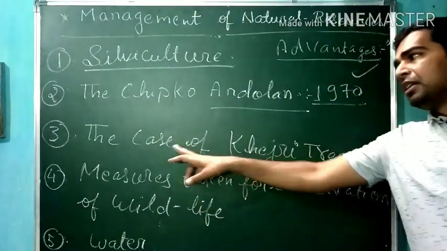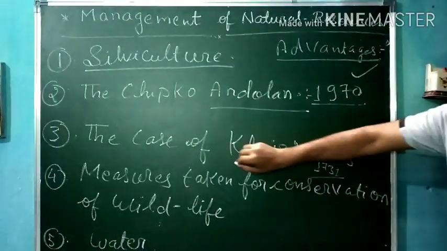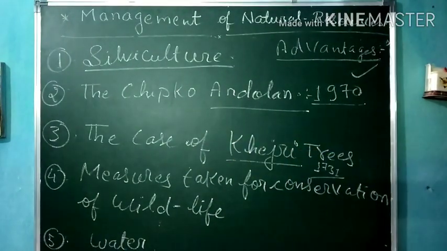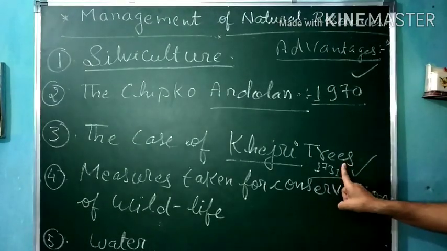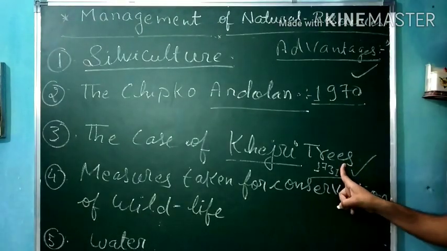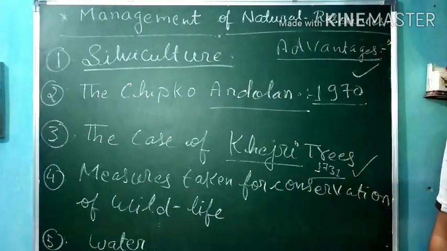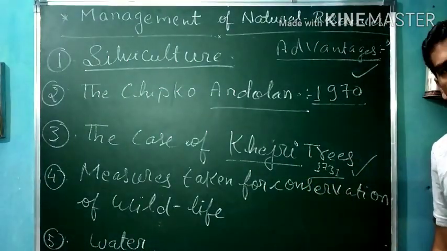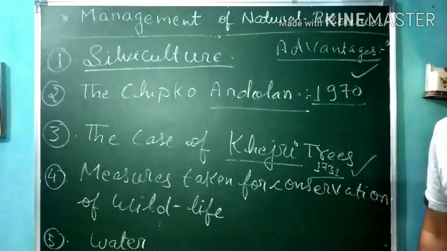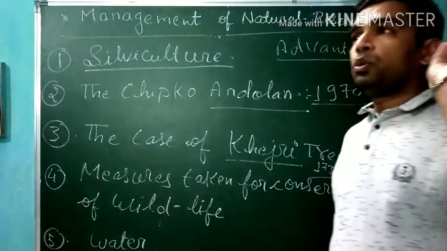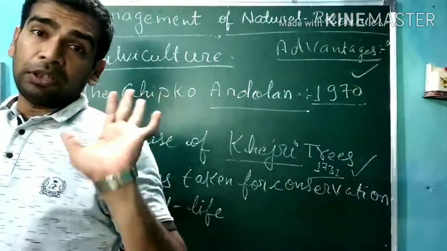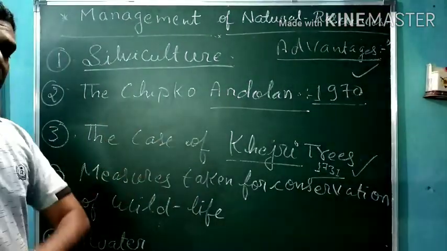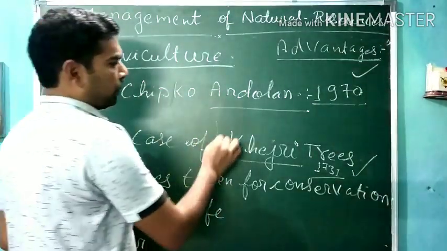And the next one is the case of khejri trees. Khejri is the name of a particular tree, and this movement took place in 1731 in Jodhpur, Rajasthan. The leader here was also a woman, Amrita Devi. Amrita Devi and a total of 363 people of that village revolted against the cutting down of khejri trees, which have economic purpose.